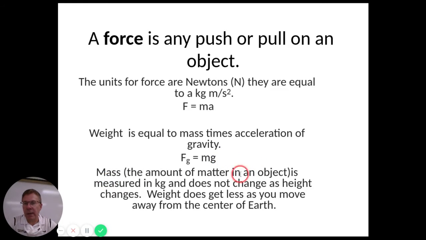Mass is the amount of matter in an object. Mass doesn't change, okay? Your weight changes, but not your mass. The mass is how much matter is actually in the object. So weight gets less as you move away from the center of the earth. Closer to the center of the earth, you weigh more because gravity pulls stronger the closer you are, all right?